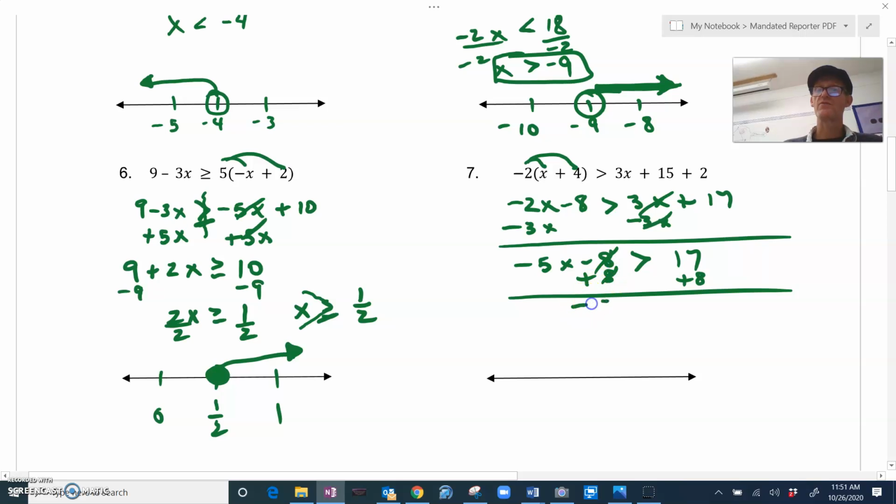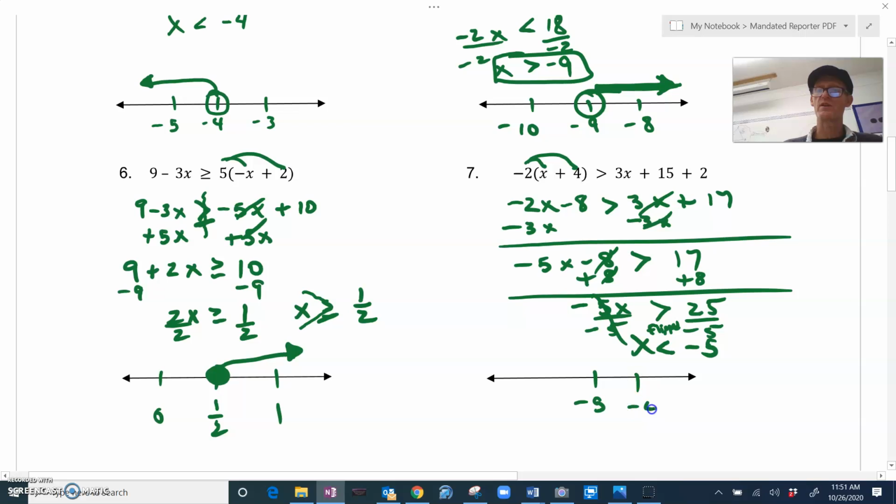And I get -5x on the left greater than 25. Divide both sides by -5. And I get x less than, remember to flip. This has to be flipped, because I divided by the -5. x less than -5. So in the middle I'll put -5.